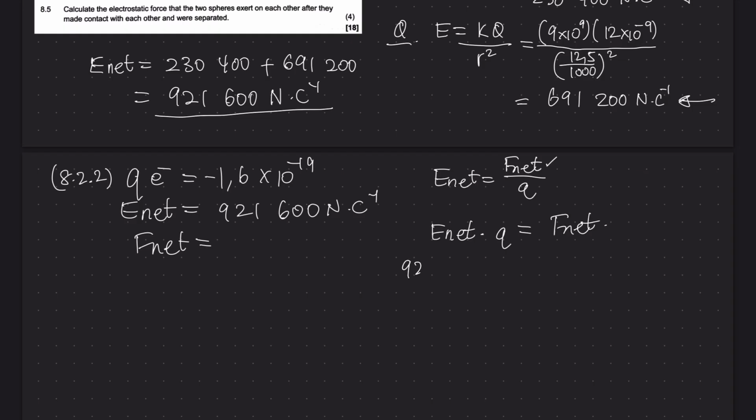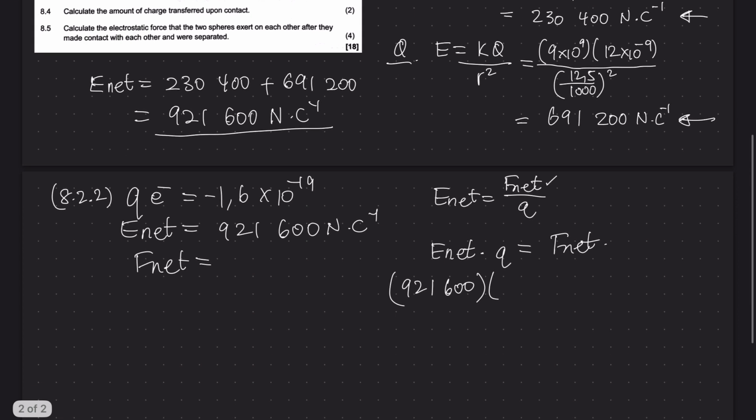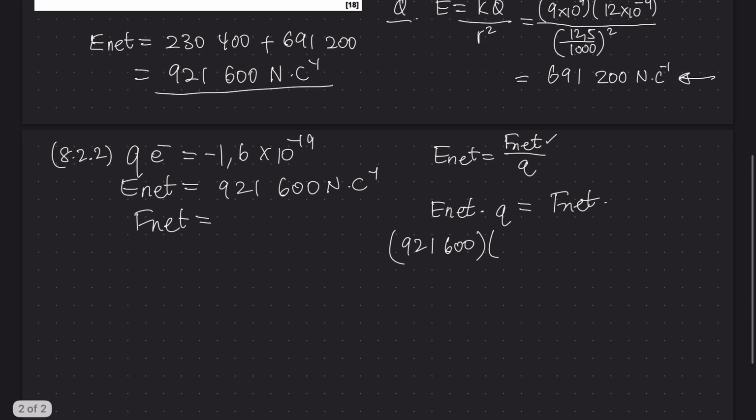So 921,600. And again, here you could use minus 1.6 times 10 to the negative 19. You could use positive. It doesn't matter in this case because they want the magnitude of the force, right? The magnitude just tells us the value. So you could sub in positive or negative here, it doesn't matter. So let's sub in negative 1.6 times 10 to the negative 19.